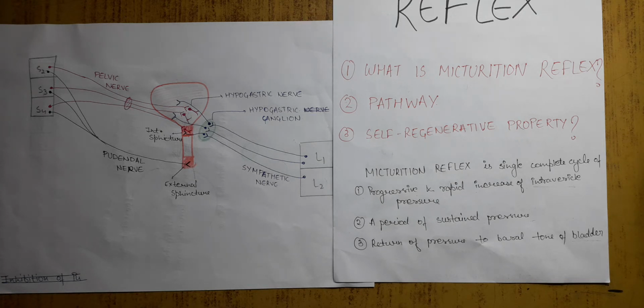So when volume gets 300 to 500 ml, the pressure rise is very progressive and very rapid, and this pressure is very sustained, not changing very frequently. It is sustained all over the bladder, and after the passage of the urine, the tone of the bladder returns to its initial tone. So these three parts make the complete cycle of the micturition reflex.